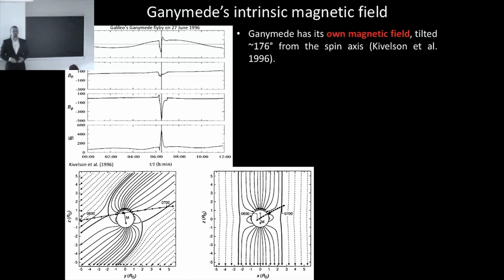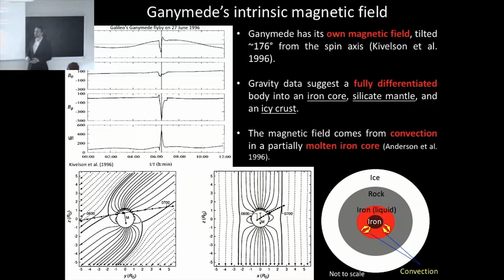For an object to have its own magnetic field, you need convection inside. Of course, you would argue that, well, there is convection in the liquid water, but then why didn't you find magnetic fields around other moons that have subsurface oceans? So the most accepted model for the interior of Ganymede is that it has a partially molten iron core, and the convection is really happening in the iron core, and this is what's making Ganymede have its own magnetic field.